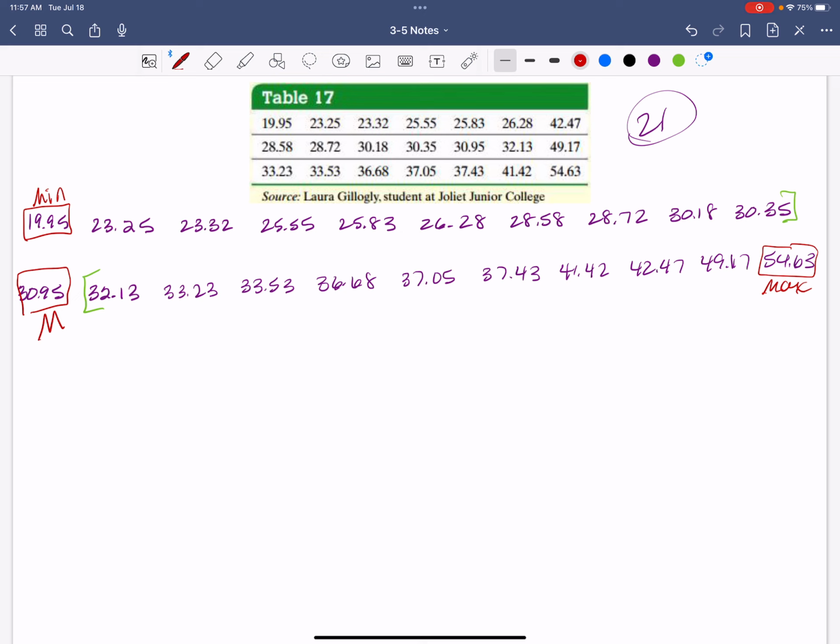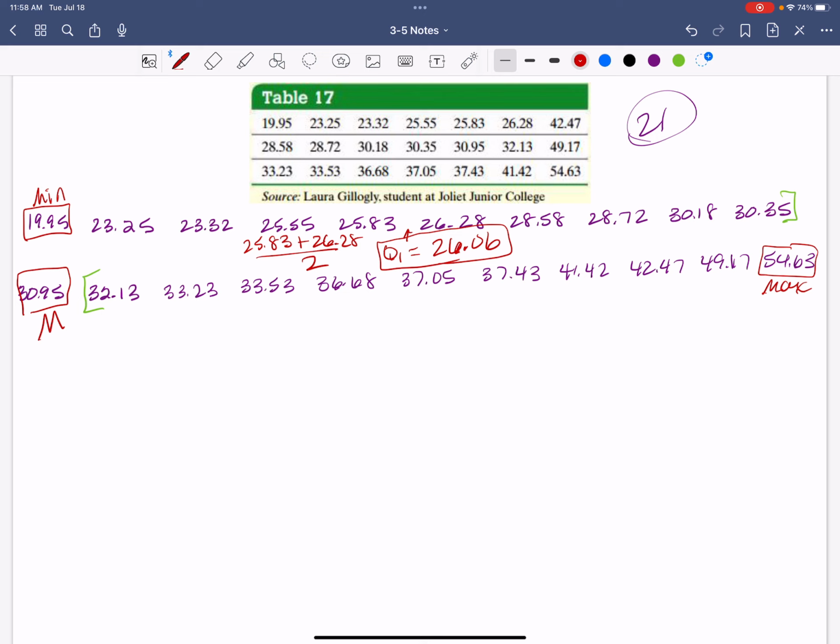Because it's a 10, then we have to go halfway between. So 1, 2, 3, 4, 5. 1, 2, 3, 4, 5. So quartile 1 is in here. And in order to get quartile 1, we are going to do our addition: 25.83 plus 26.28, divide that by 2. And what do you get? 26.06. That's what I have. Did you get the same thing?